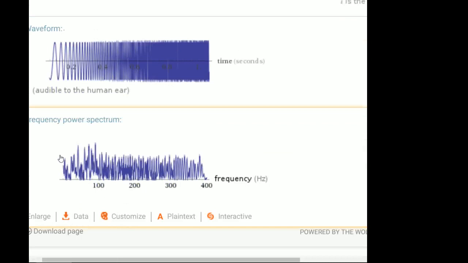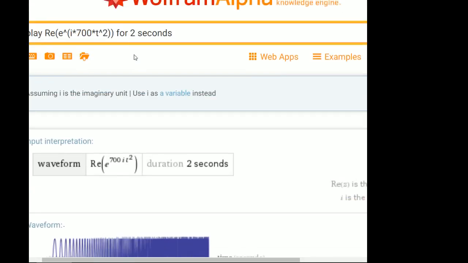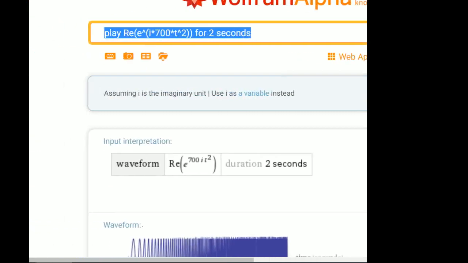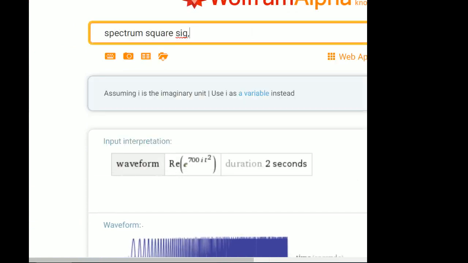Okay, now you can see that the frequency is not very good because there are lots of parasite thingy because the frequency varies in time. So how about spectrum of square signal? Will that work?